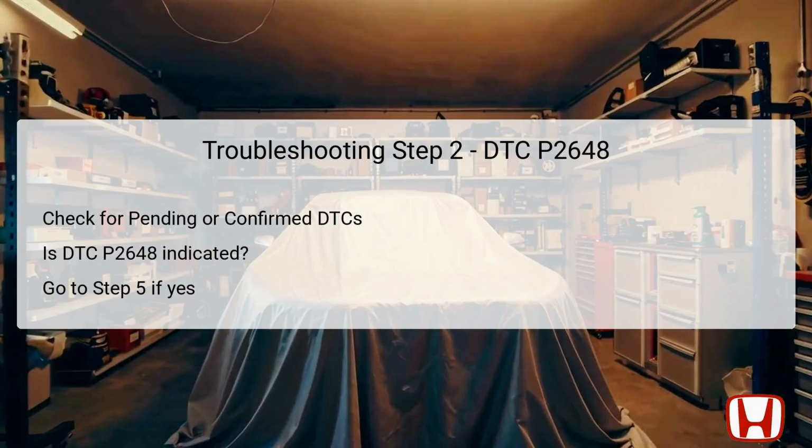In the event that DTC P2648 is indeed indicated, proceed to Step 5 to perform further diagnostics on the solenoid. Alternatively, if no DTCs are indicated, this might suggest an intermittent failure, which could mean the system is currently functioning correctly but may require inspection for any loose connections or damaged terminals at both the solenoid and the powertrain control module, PCM.